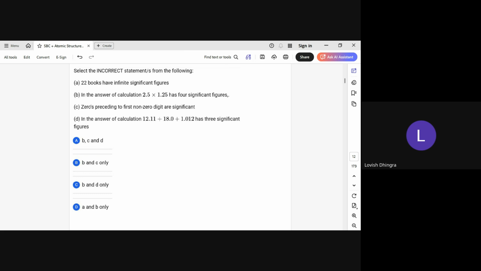See the A part: 22 has infinite significant figures, right? Is this right or wrong? It's true, because 22.000 continues, so we can write as many zeros as we want. It has no limit, so it has infinite significant figures. So A is right. What about option B? 2.5 into 1.25. They are saying it has 4 significant figures. Is this right or wrong?